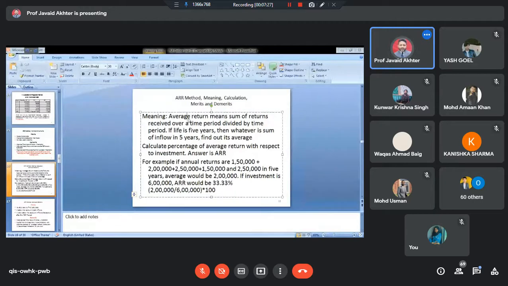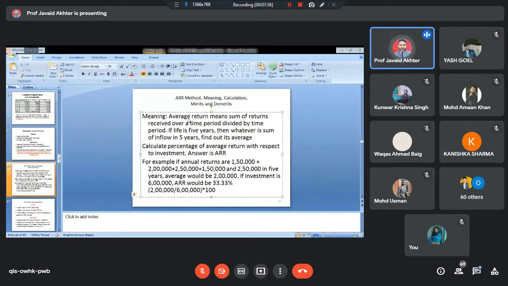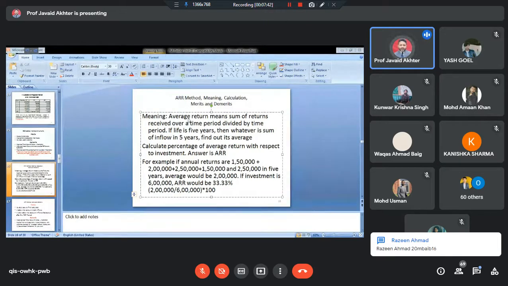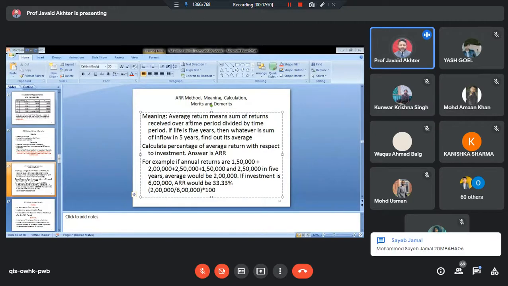Now the meaning is drawn from the word average itself. Average return means all the returns that you have received over the life of the project, divided by the life of the project. Suppose the project is of 10 years, so whatever you receive over a period of 10 years, if you divide it by 10, it becomes the average. Just a simple average that you calculate in various mathematical or statistical approaches.